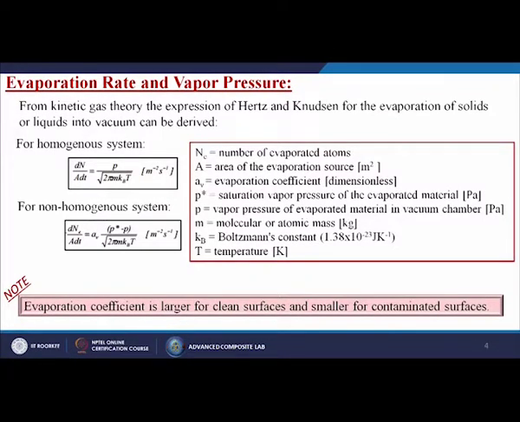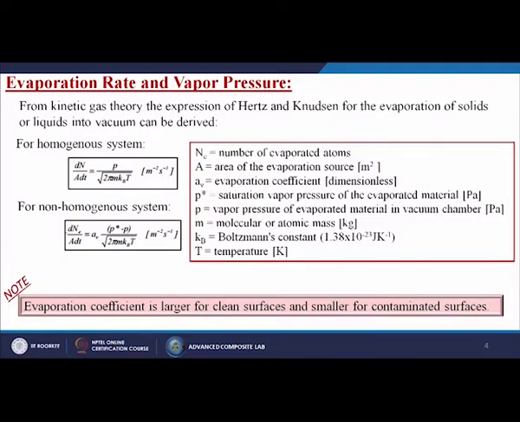For homogeneous systems they have derived dN_e/(A dt) equals P divided by the square root of 2 pi m k_B T, in units of m to the power minus 2 s to the power minus 1. And for non-homogeneous systems the rest is the same, only it is multiplied by A_v and the factor (P prime minus P).